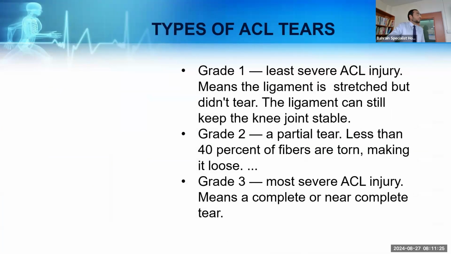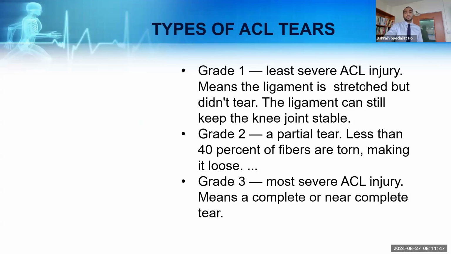Coming to the types of anterior cruciate ligament injury, it can be classified based on the severity into grade 1. Grade 1 is a less severe ACL injury. That means the ligament is overstretched. When you see the MRI of such patients, you can see some signal changes in the ACL, but you cannot see a clear-cut obvious tear in the MRI.